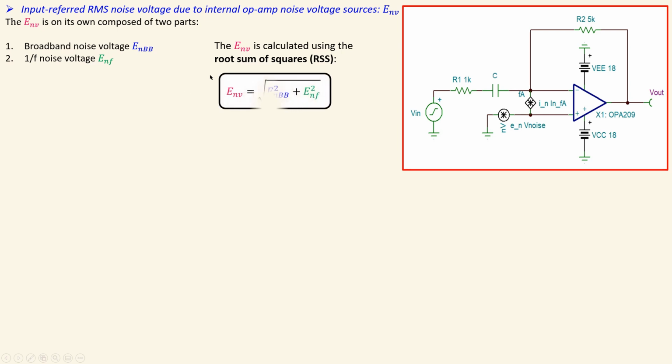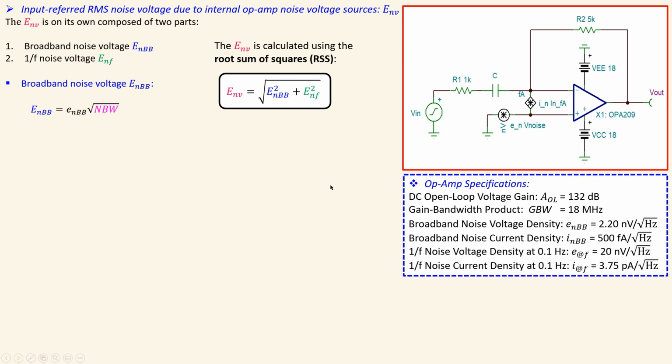And then if you have this expression, you will get directly your input referred RMS noise voltage due to the op-amp noise voltage source. Now the broadband noise voltage, we know that it is in RMS, so we have the following expression, which is given in RMS: the spectral density, noise density, times the square root of that noise bandwidth. Now, looking at the datasheet, we also have the 1/f noise part, and that is calculated using this formula. The FH here is the noise bandwidth.